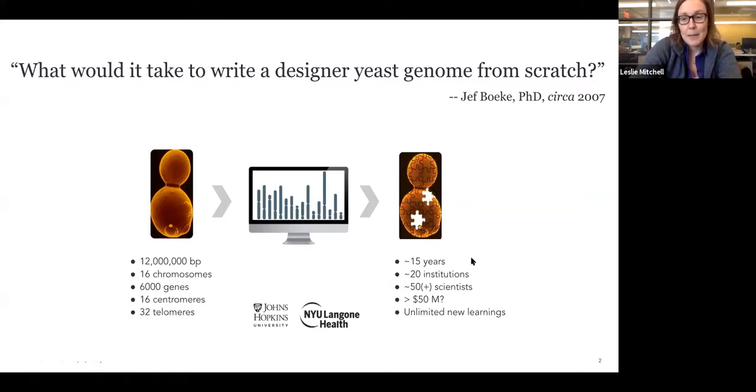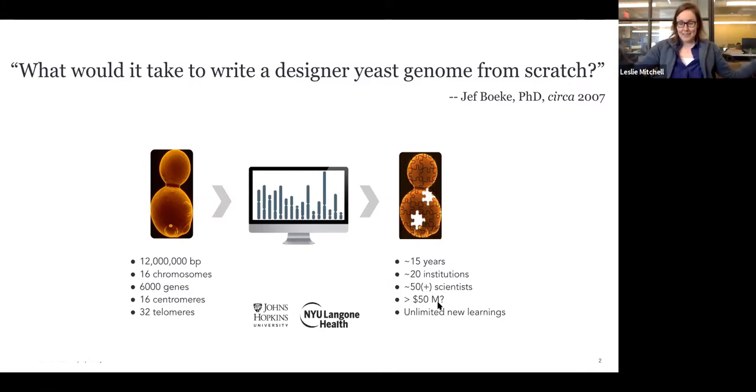And that's a kind of a big problem, a 12 million base pair problem across 16 chromosomes, 6,000 genes, and of course, centromeres and telomeres. The idea being, can you bring that sequence into a computer, redesign it, and spit out the other side a synthetic cell carrying a designer genome? 15 years later, of which I have been into this for 10, many, many institutions, many, many scientists, and who knows how much money.